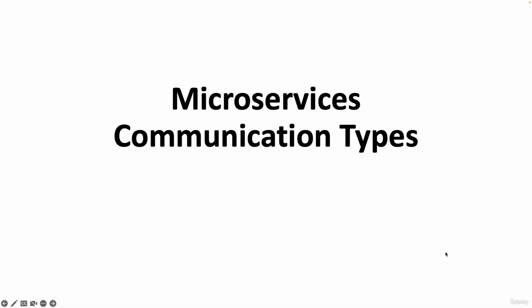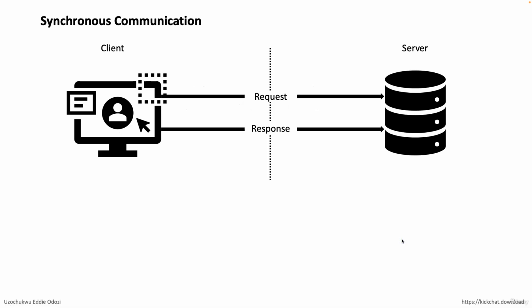There are essentially two microservices communication types. One is the synchronous communication and the other is the asynchronous communication. Okay, so let's see what the synchronous communication looks like. Now, the synchronous communication in microservices architecture is also the same kind of communication used in monolithic applications or architectures.